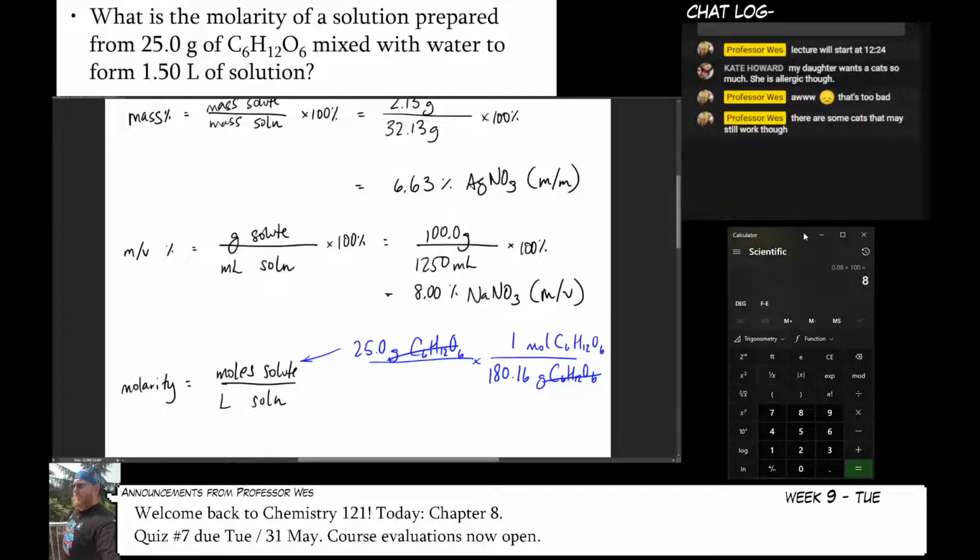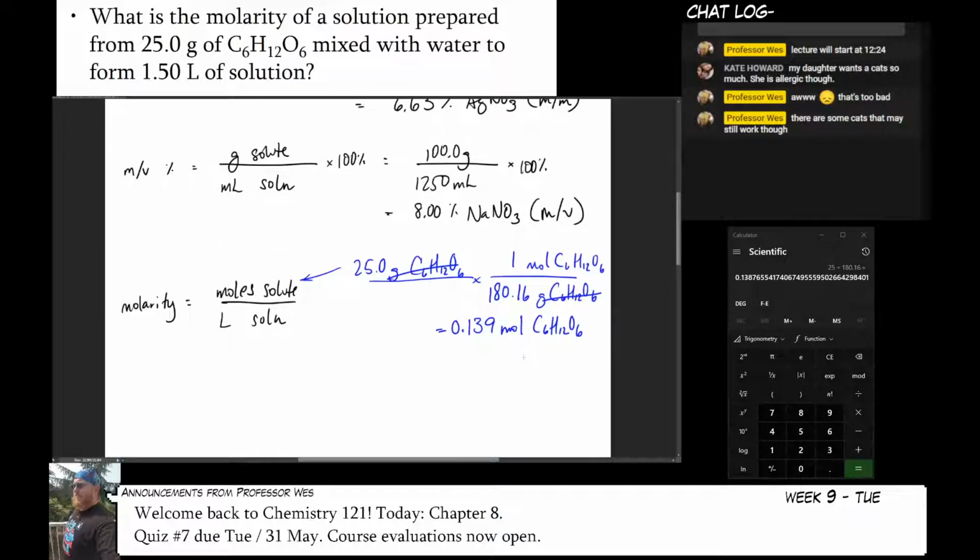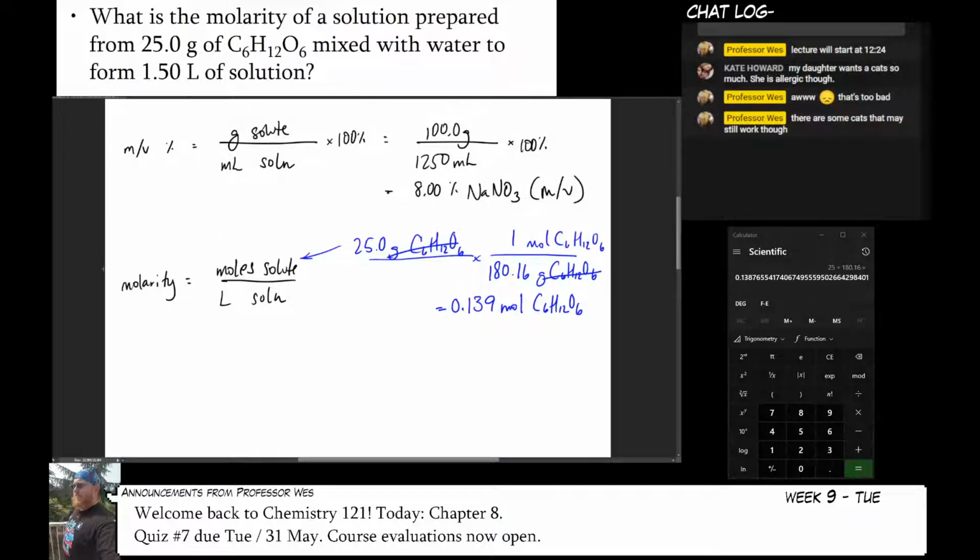All right, so how many moles is this? So 25 divided by 180.16. So it's that many moles. 0.139. All right, so that's the number of moles of solute there.